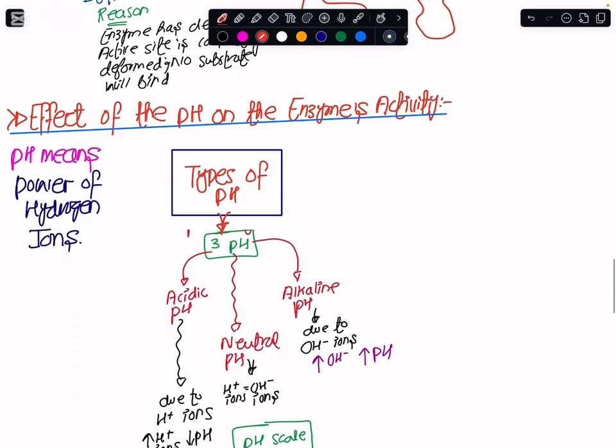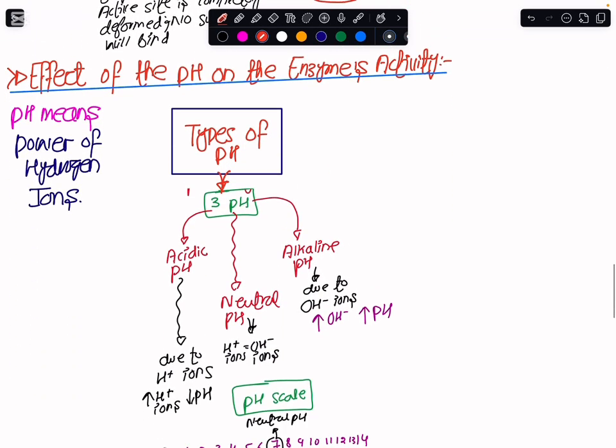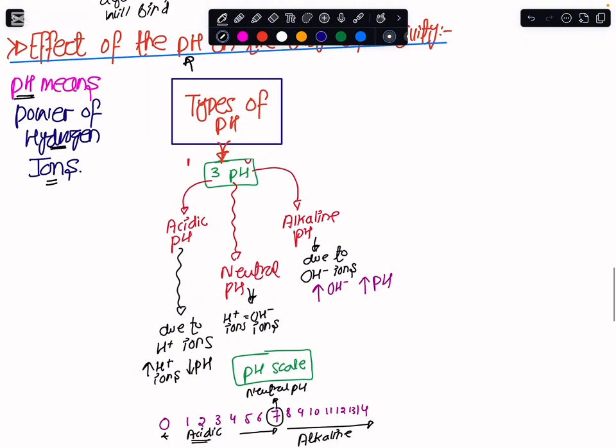Now, the other factor that we have to be very clear about is how the pH affects the enzyme's activity. If I were to give you an idea of the word pH, pH simply relates to the hydrogen ions. Overall in the human body, we have three types of pH. We will have the acidic pH, then the neutral pH, and then the alkaline pH.